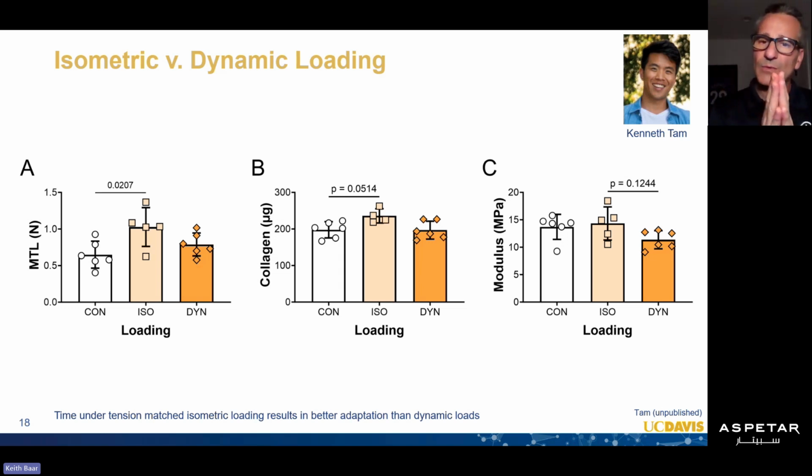So what we're seeing is that isometric loading, especially on tendons, is really beneficial. This was 4 times 30 seconds with 2 minutes of rest, versus the dynamic, which was continuously loading as if you're running. Again, it's a small little thing. How much does it really have to do with humans?